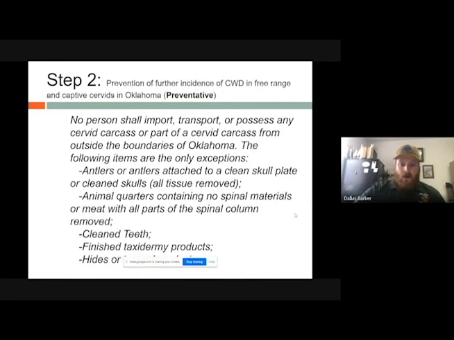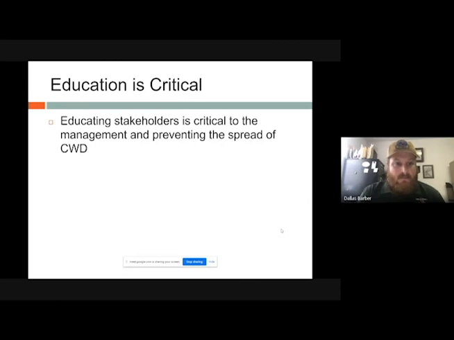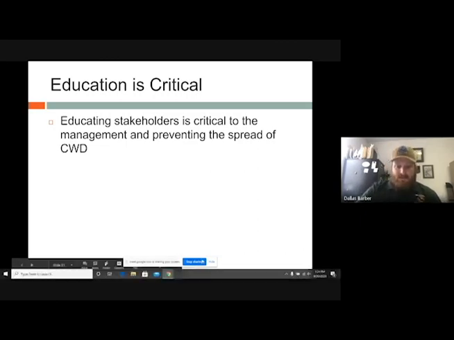So Skylar already read the entire new regulation out here. So I guess we can go over that here shortly as we all talk together, but education is critical. So you guys coming here today and listening to what we have to say is one step in educating our stakeholders that it's critical to the management and preventing the spread of chronic wasting disease. So I will go ahead and kick it back to you guys.